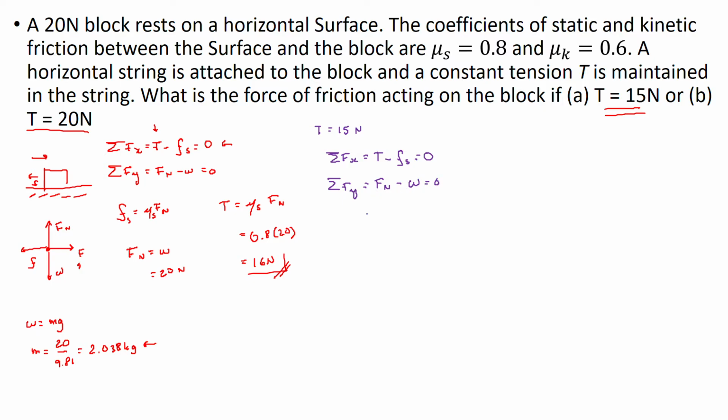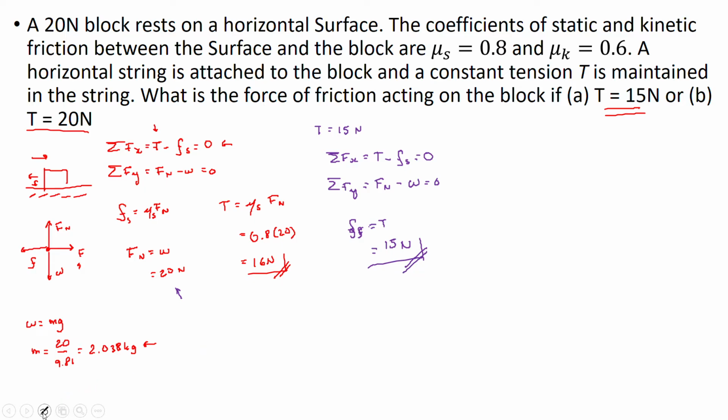From here, what can I do? Everything is going to be equal, so I just need to find the friction force. From the first equation, I know that the static friction force is going to be equal to the tension. So this is going to be equal to 15 newtons. And there we go, that's part A.